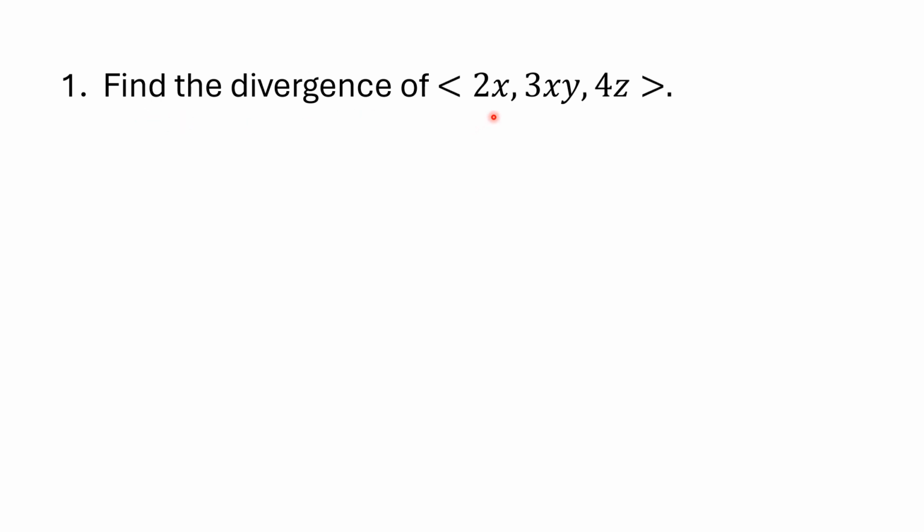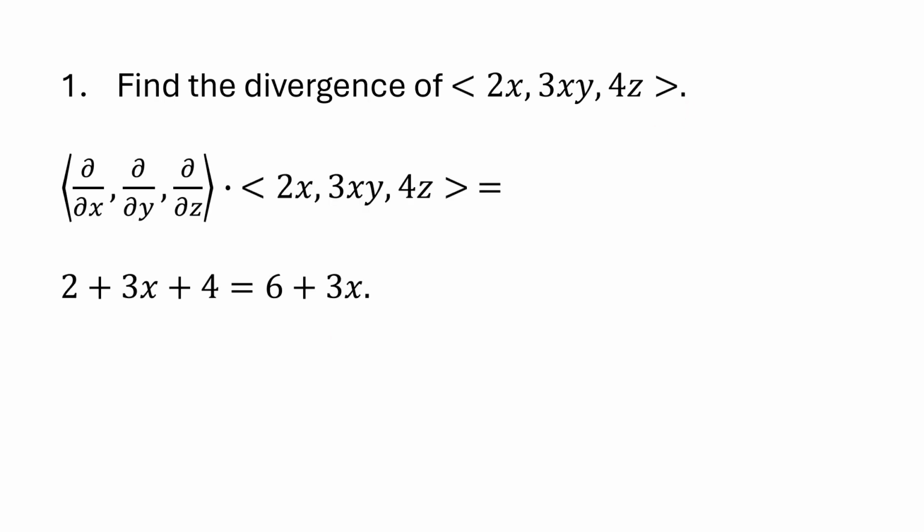Find the divergence of 2x, 3xy, 4z. Well, the divergence is a dot product, which means we take the x coordinate here, or the x coordinate here, and the y's, and the z's, and we add the pieces. So the partial with respect to x of 2x is 2, plus the partial with respect to y of 3xy. You treat the x as a constant here. So it's 3x, the derivative of y is simply 1. And the partial with respect to z of 4z is 4. So that is 6 plus 3x.